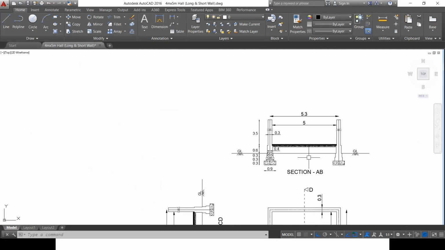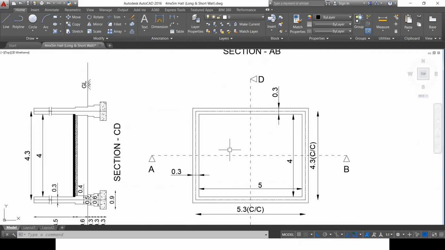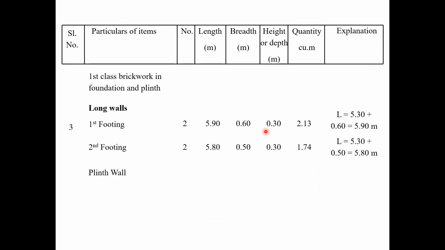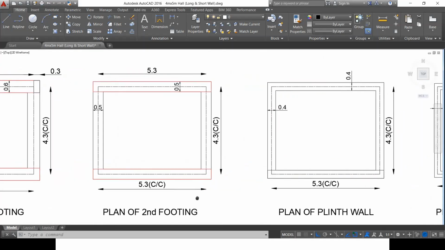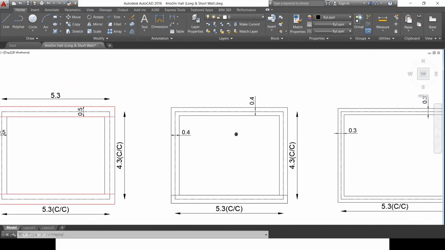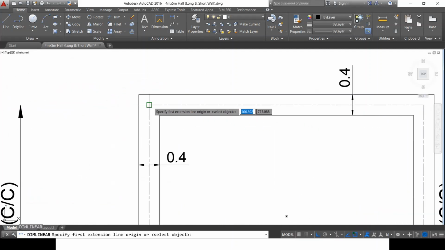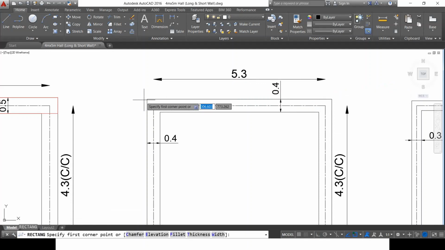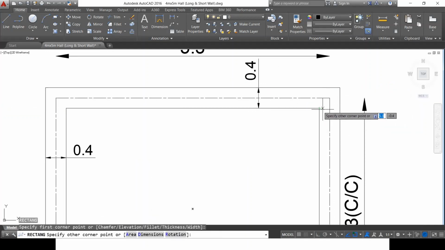Similarly, the plinth wall. So for the plinth wall, the total number of long walls is 2 walls. This is a 5 meter length wall and this is a 5 meter length wall. So total numbers are 2 numbers. The length I have to do the calculation. So let me go over here. The plinth. So in order to do the calculation, center to center distance is 5.3 meter.